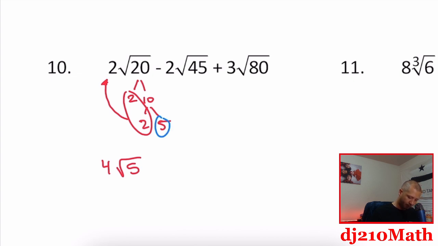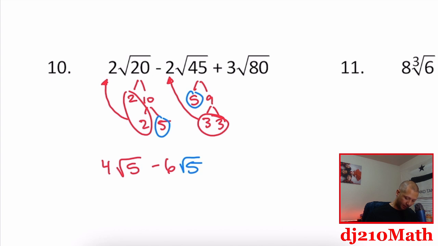Okay. 45 is really 5 times 9. 9 is 3 times 3. So 3 is going to come out and multiply against the 2. So negative 6. And then the leftover part, 5, right? That's left over. So root 5.